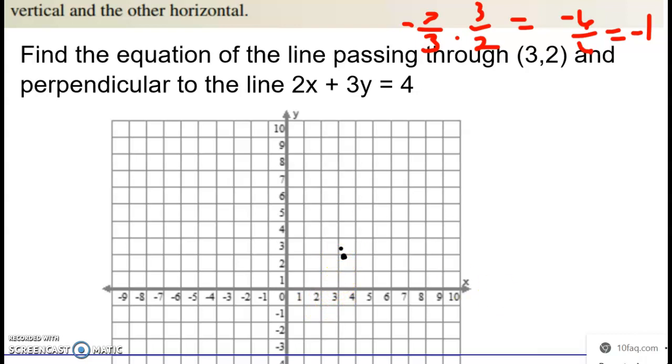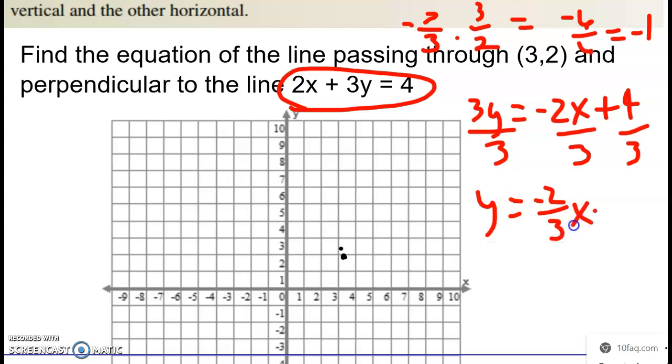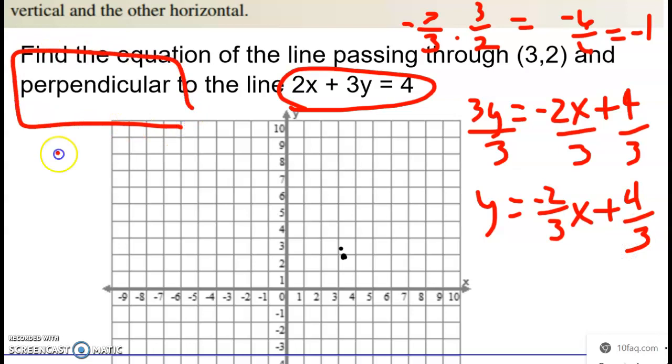But since I know this perpendicular line, I could find the slope of it by subtracting 2x from each side and dividing by the 3. So it looks like the slope of this line is -2/3. And that's really all I needed, because then I know the slope of my line is going to be positive 3/2, because my line is perpendicular to this line. So I'm going to use the point 3, 2 as my starting spot, and I'm going to go up 3 and over 2. And then I have my line.